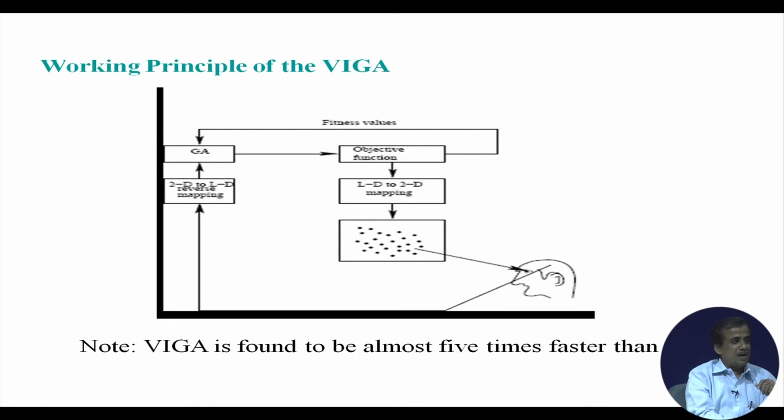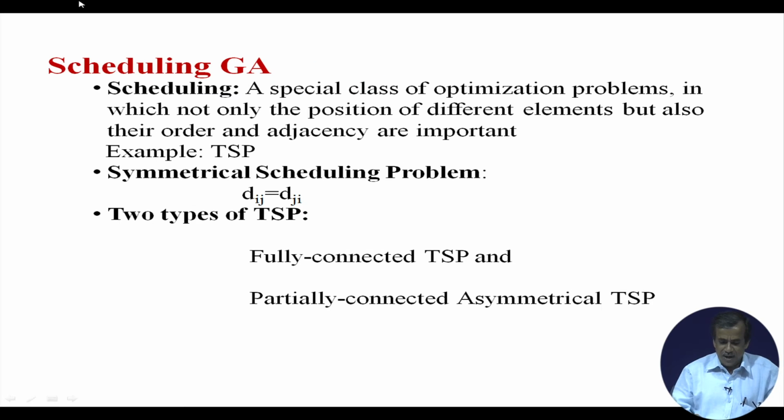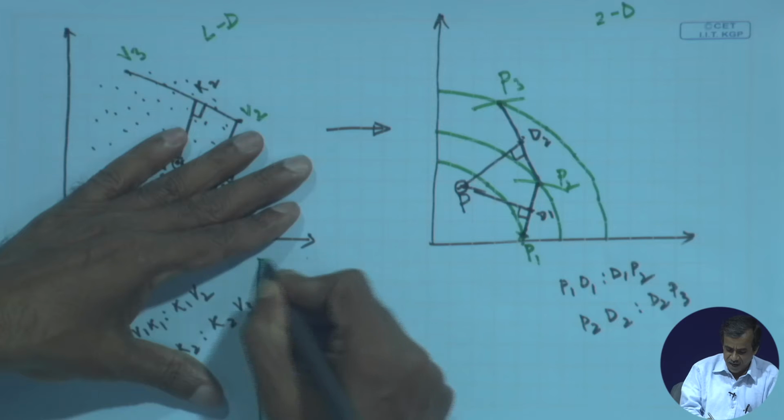Okay. Now, how to implement the lookup table? Let me explain that. Now, what is there in forward mapping? Supposing that, I am just going to write it here.